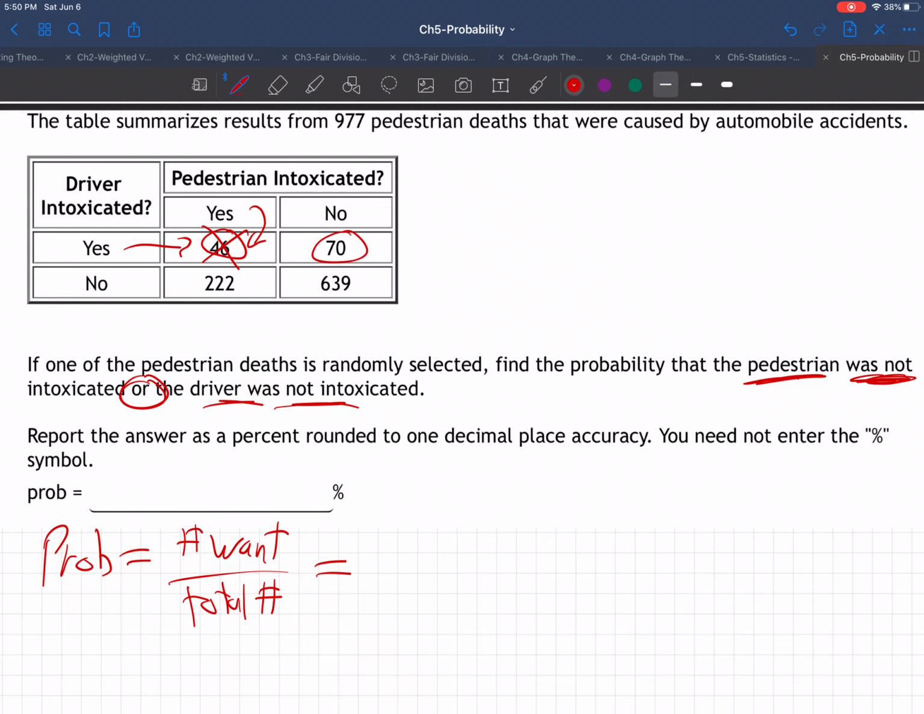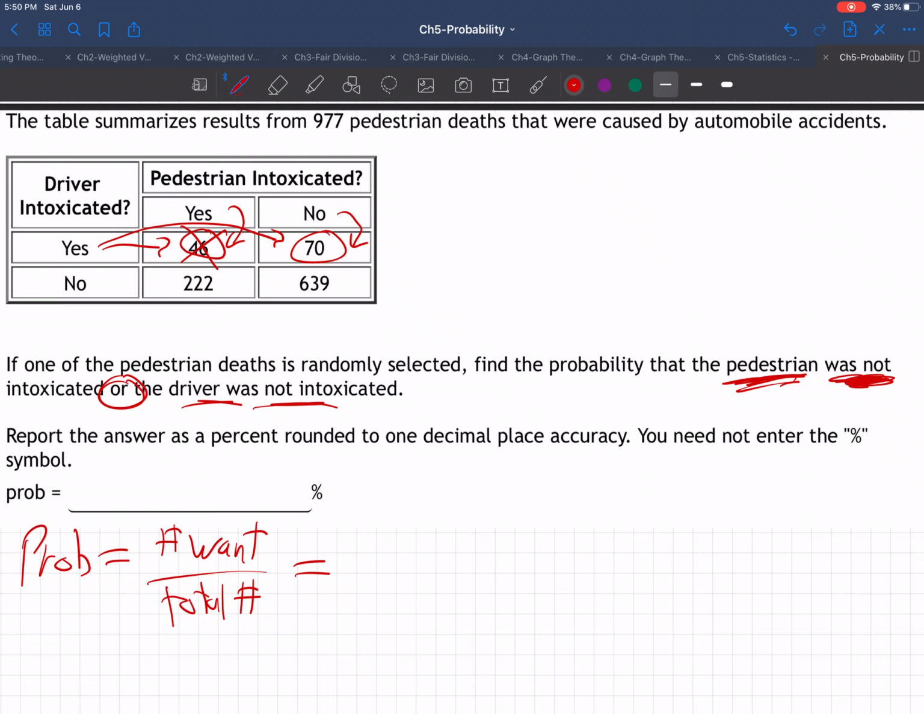How about the 70 right here? The driver was intoxicated, but the pedestrian was not. They said you want the pedestrian not, so that's good, or the driver not. Well, the driver was, but the pedestrian was not, so we want those 70. How about these 222? The driver was not intoxicated, the pedestrian was. What do we want again? Either the pedestrian not or the driver not intoxicated. Yeah, the driver was not intoxicated in those 222 cases.